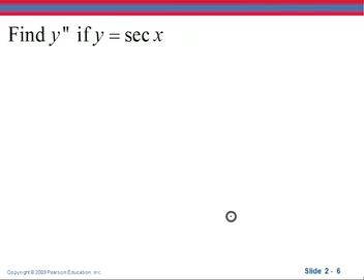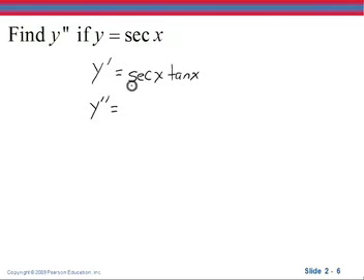Now let's do another example. This question asks us to find y double prime if y equals secant x. So the second derivative if y equals secant x. In order to find the second derivative, we first have to find the first derivative. Our first derivative, the derivative of secant x, is secant x tangent x. Now y double prime is the derivative of the first derivative, so the derivative of secant x tangent x.